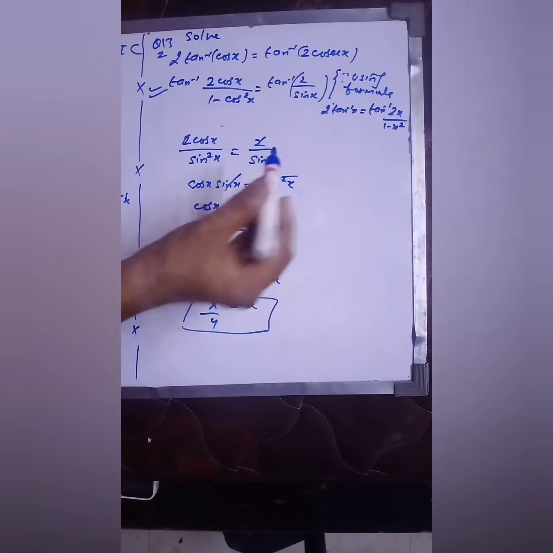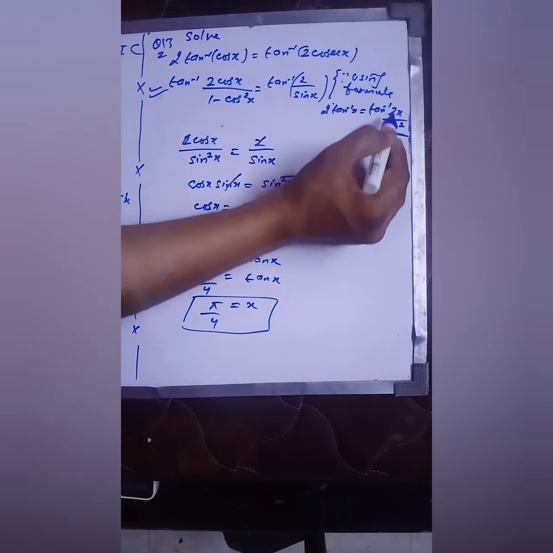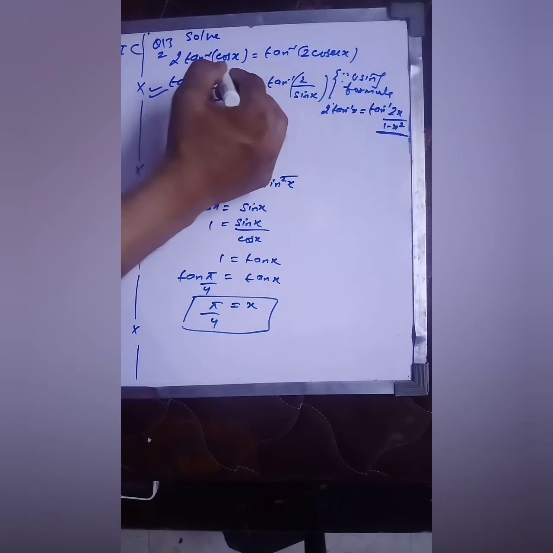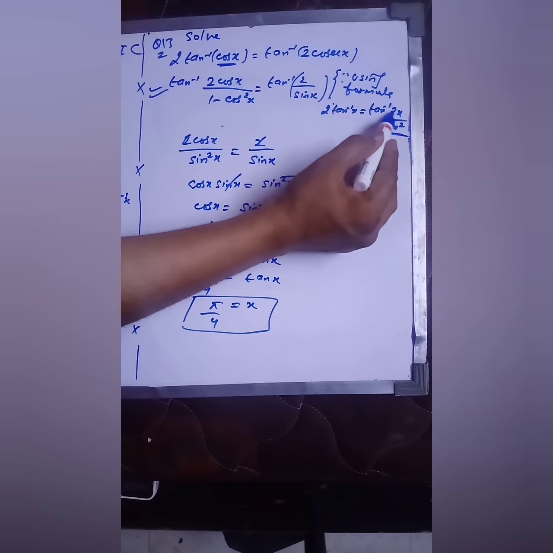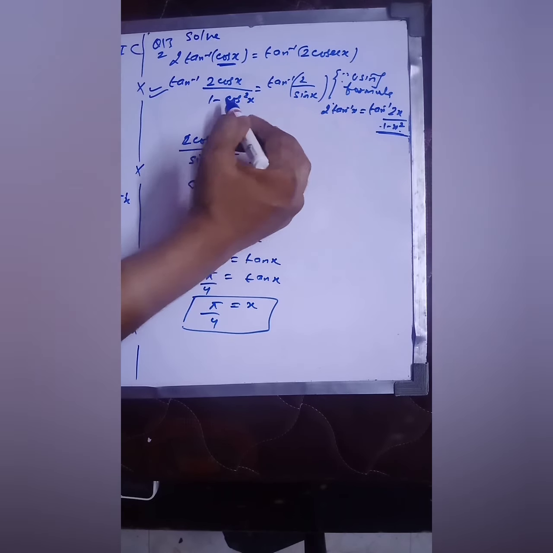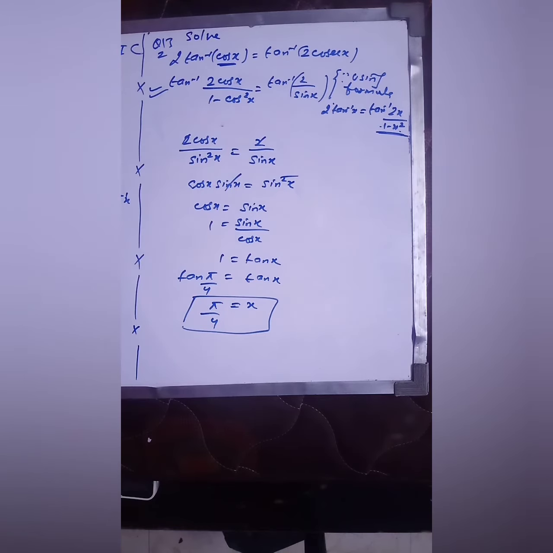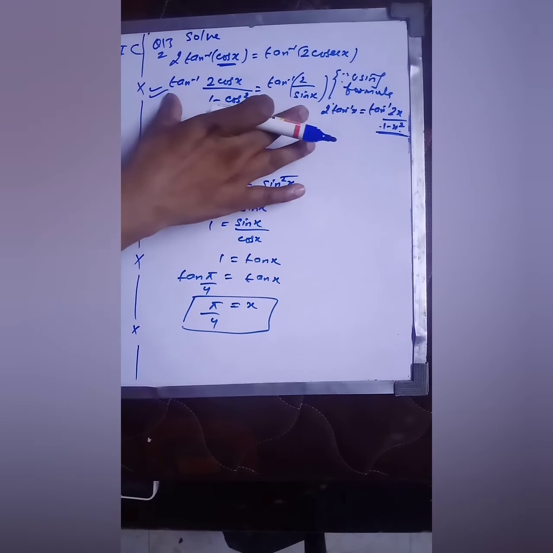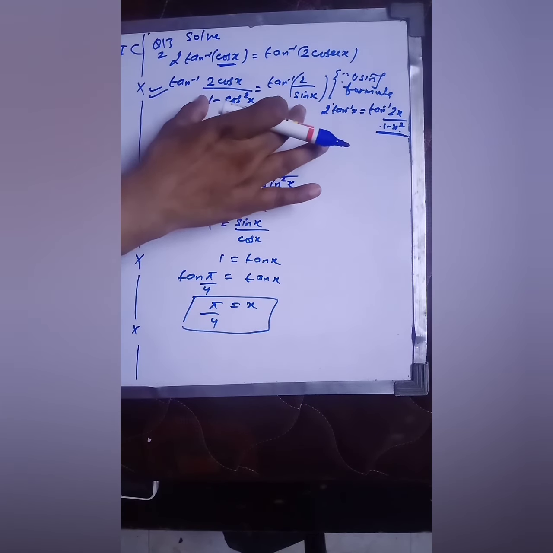Just in this formula you have to replace x by cos x. So you have 2 cos x over 1 minus cos square x. So here it is. Now both are tan inverse, and now we can compare the angle on both sides.